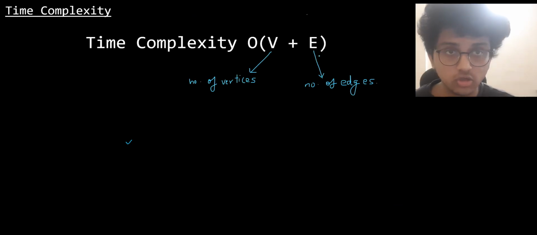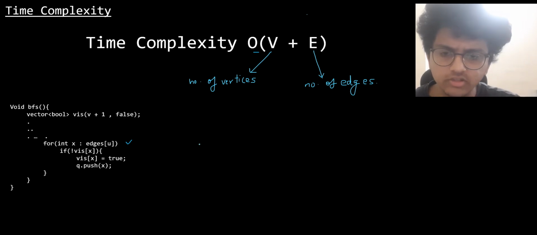Now let's talk about the time complexity of the breadth first search algorithm. The time complexity of BFS is big O of V plus E, where V is the number of vertices and E is the number of edges. Let's see the BFS code. As you can see in the innermost code, we are traversing through all the adjacency lists of every node.